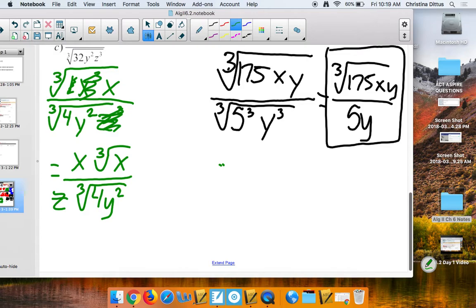Can I write 4 as a power of 3? No. Can I write 4 as a power of 2? What can I write it as? 2 squared, yeah. Okay, so instead of my 4, I'm actually gonna erase it, and I'm gonna write 2 squared. And then we had our y squared, okay? So this 2 squared is the same as 4.